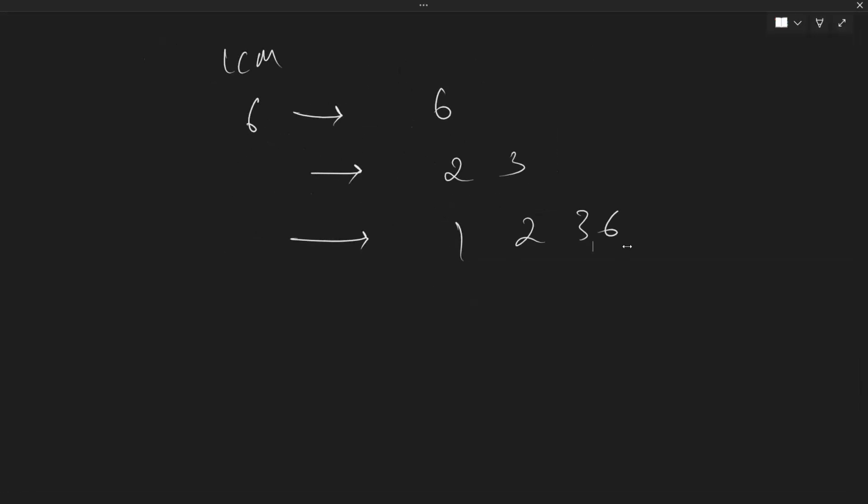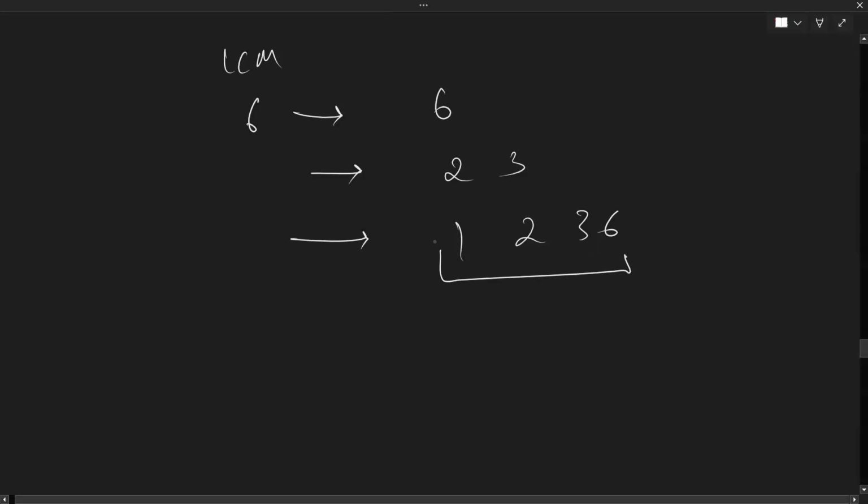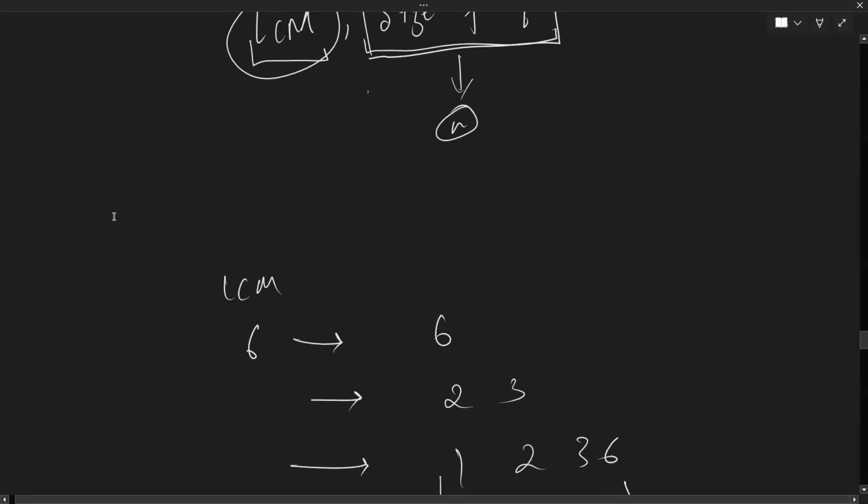Which subsequence will you choose out of these three? You'll choose the third, the one with max length, right? Why? Because you have to find the subsequence having maximum length. So if you're getting the same LCM, you should use the maximum length. Now, only this much information is enough to find the solution.